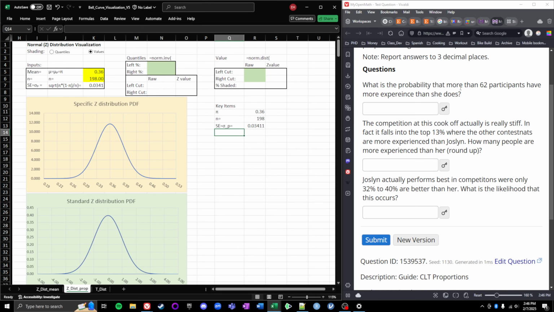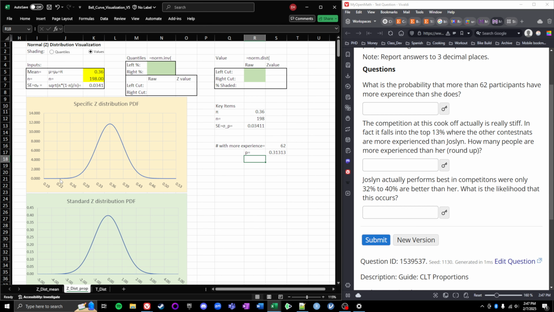Now we have this one over here. It says, what is the probability that more than 62 participants have more experience than she does? So we need to write this out in a few things. The first one is the number with more experience, which is equal to 62. The proportion that I'm interested in, remember, that's just the count, I need to know the proportion. So for the proportion she's interested in, who have more experience than she has, we'll do 62 divided by our sample size of 198 to find the proportion of people who have more experience than her. So she's wanting to know what's the probability that more than 31% of these participants at this particular cooking competition have more experience than she does.